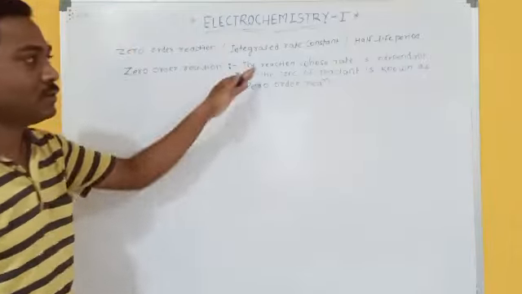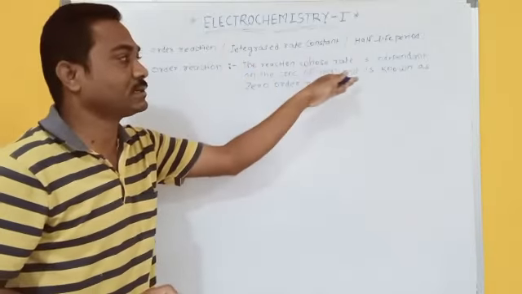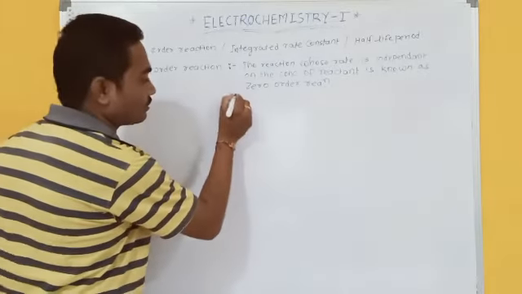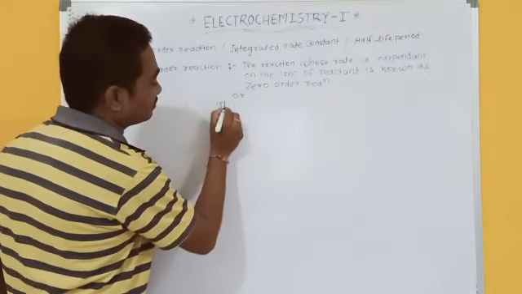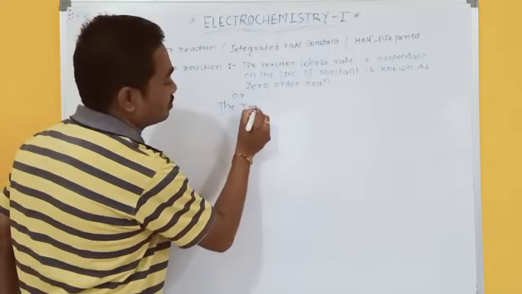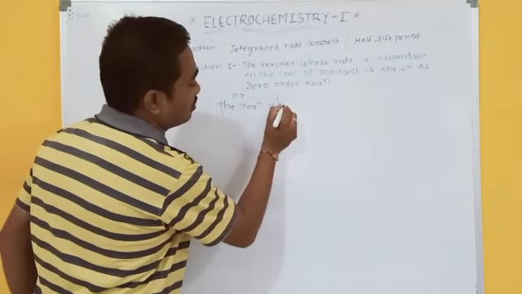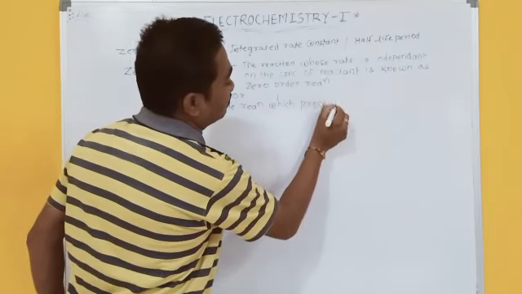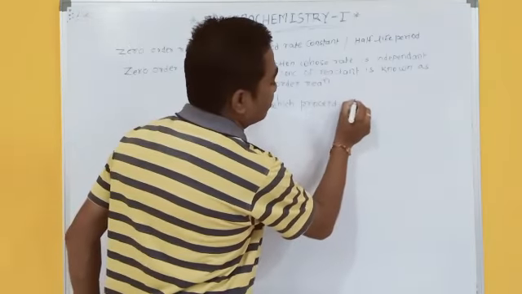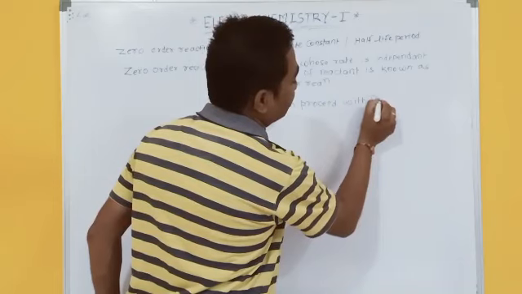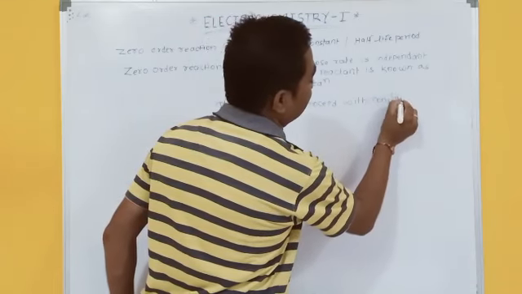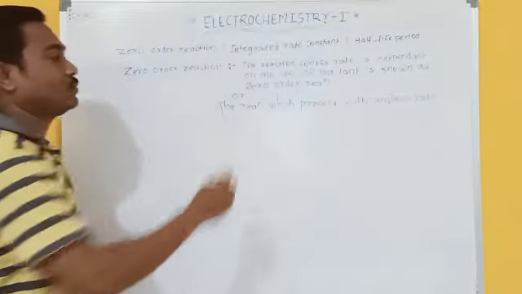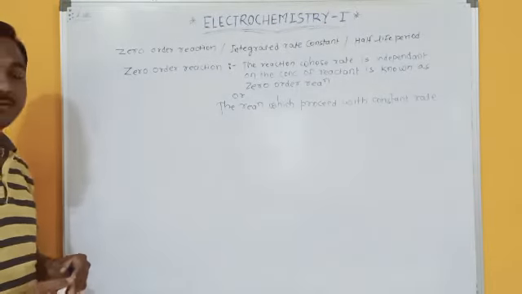The reaction whose rate is independent of the concentration of reactant is known as a zero order reaction, or the reaction which proceeds with constant rate is also known as a zero order reaction.